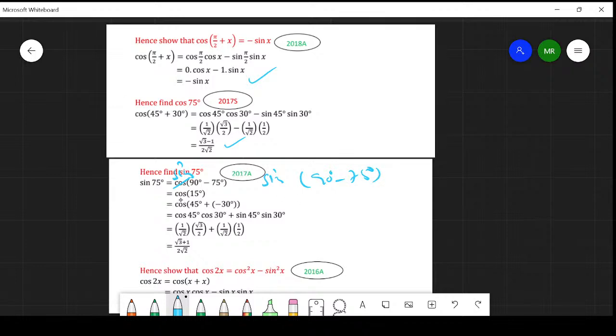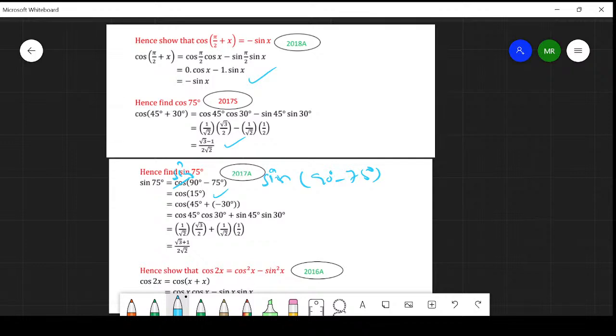Sin of 90 minus theta is cos theta. You have written like this. So 90 minus 75 will also be cos 15 degrees. Don't write cos, replace this. In place of cos, write sin of 90 minus 75. Here is a printing mistake: sin 90 minus theta is cos theta. Now cos theta I can write as 45 plus minus 30.